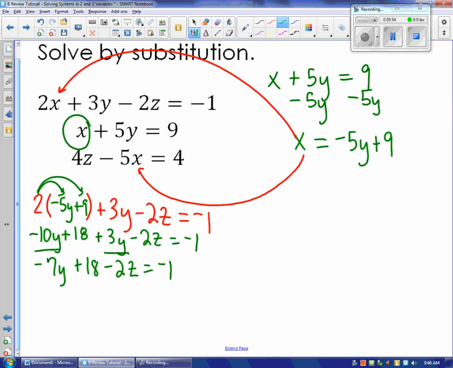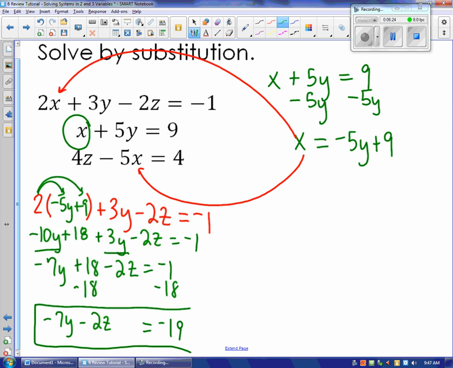If I want this in standard form, that means I've also got to get that 18 to the other side of the equation so that I have my variables on the left and my numbers on the right. To move the 18 over, I'm going to subtract it. And that's going to leave me with negative 7y minus 2z, and that's going to equal negative 19. Well, that's great. I've eliminated the x variable from that big equation. The problem is I still have an equation that has 2 variables in it, and that doesn't enable me to find the value of y or z.